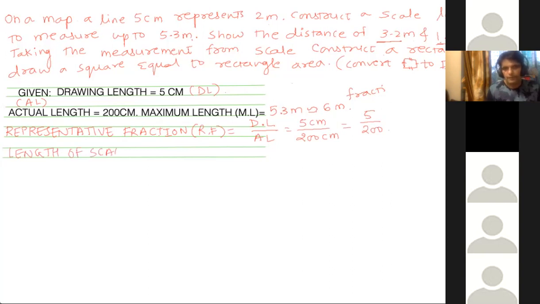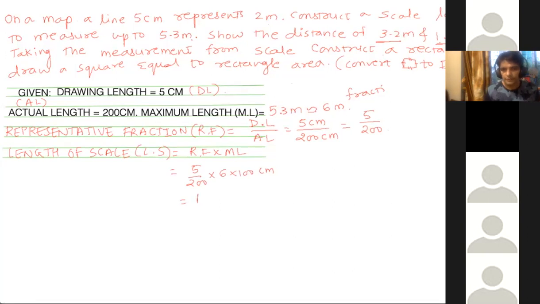How much is length of scale? LS is RF into ML. RF is 5 upon 200. What is maximum length? We got maximum length 6 meter, that is 6 into 100 centimeter. So how much did we get? 5 sixes are 30, divided by 2, 15. So we got 15 centimeter.